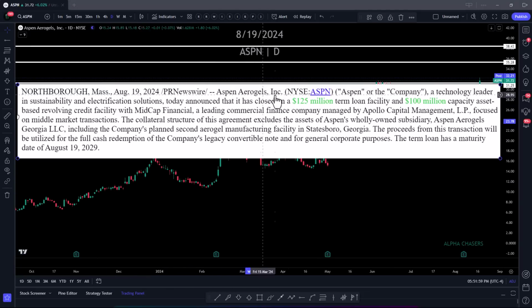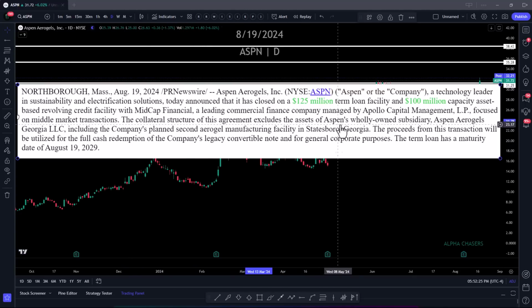Aspen Aerogels, a technology leader in sustainable solutions, today closed a loan of $125 million and a $100 million capacity asset-based revolving line of credit. So they have a line of credit and a term loan, $225 million. Okay, so they borrowed debt. All right, now what did they do with that? With MidCap Financial, a leading commercial finance company managed by Apollo, focused on mid-market transactions.